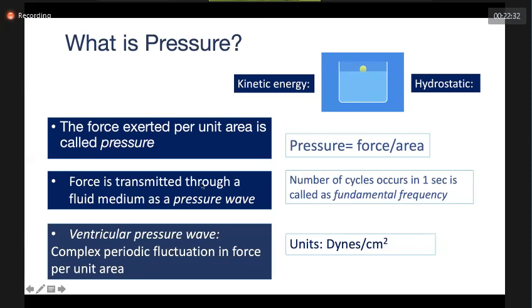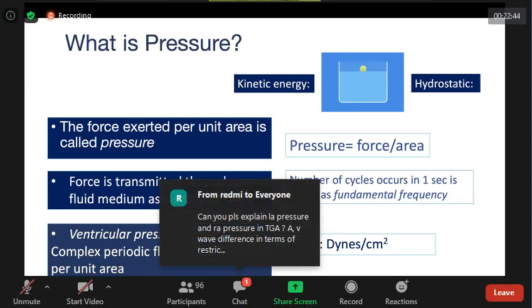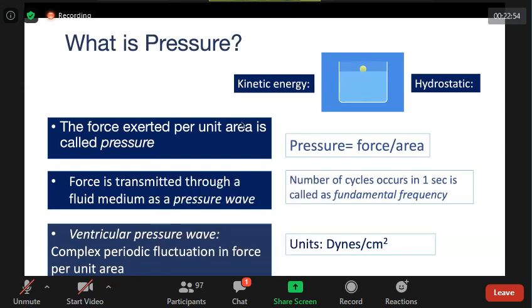A force is transmitted through a fluid medium as a pressure wave. The number of cycles that occur in one second is called the fundamental frequency. The definition of the ventricular pressure wave: a complex periodic fluctuation in force per unit area, usually measured in dynes per centimeter squared. There are two types of pressures which we are actually measuring. You all should know that.